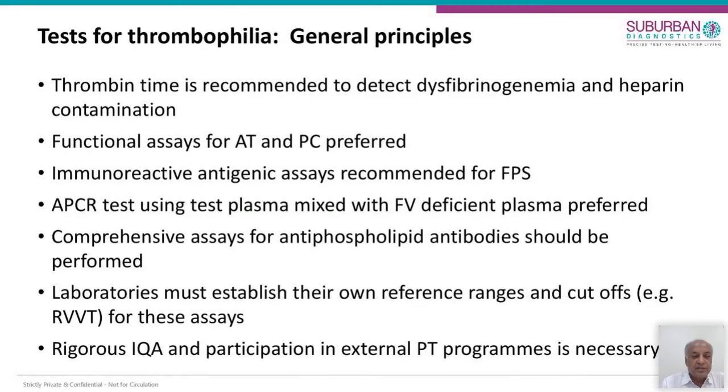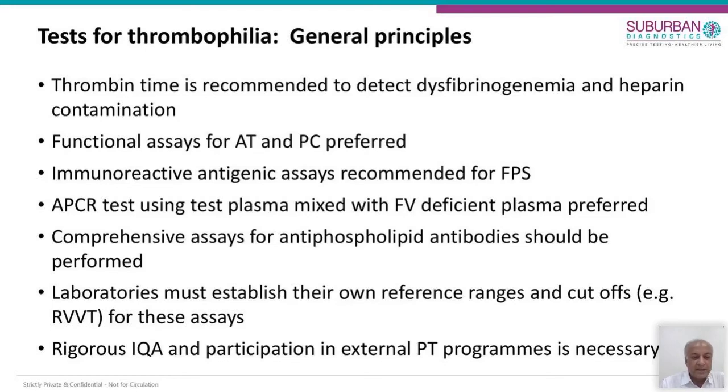Thrombin time is recommended to detect dysfibrinogenemia and heparin contamination, which can be a problem in patients who are admitted in the ICUs or in the wards because of the presence of venous lines. So this has to be kept in mind. Functional assay of antithrombin and potency, which we have already mentioned. APCR using test plasma mixed with factor V deficient plasma and 2-stage assay is what is recommended. Not a very popular test nowadays. We normally straight away go to factor V Leiden gene mutation studies and don't do an APCR. But still some people ask.